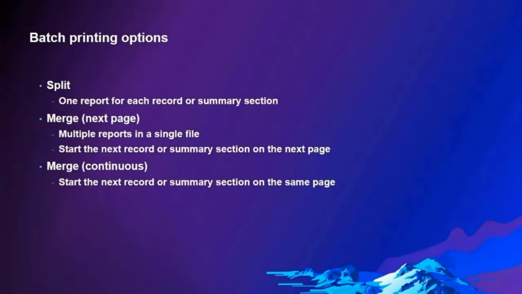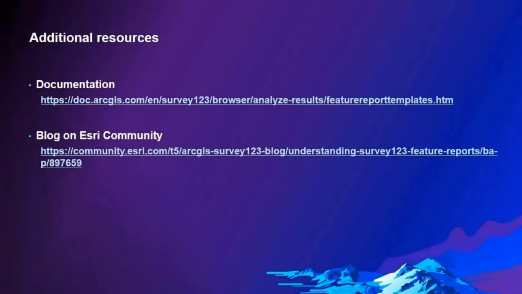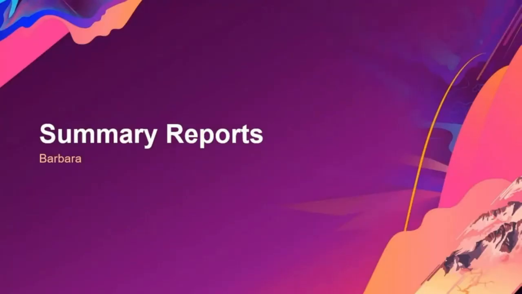As we'll also see in the demo, there are 3 batch printing options. You've got options to create a separate file for every survey record you selected, or you can merge them all into one file using either of the 2 merging options. So these are the most common workflows of using the Survey123 reports. You can find more details in the documentation or on the Esri community.